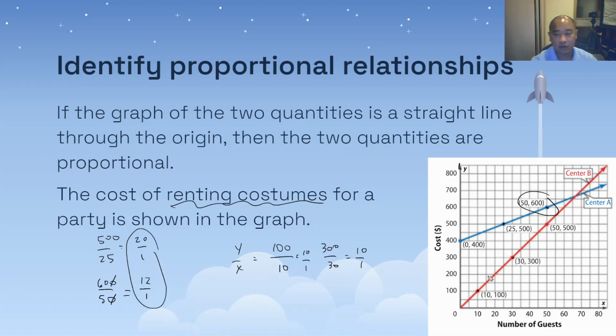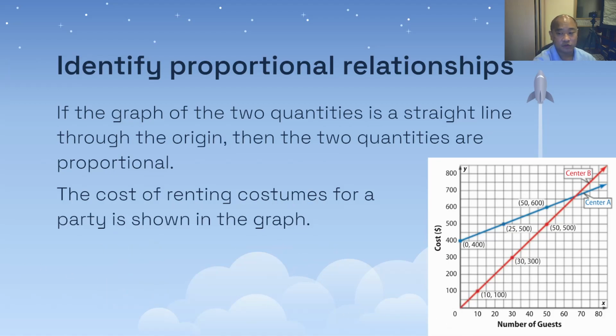And so how can we tell by looking at the graph? Well, if the line is straight and it comes out of the origin, which is 0, 0, then it's proportional. If it comes out anywhere else, it's not proportional. So we can use a graph to figure out if a relationship is proportional.